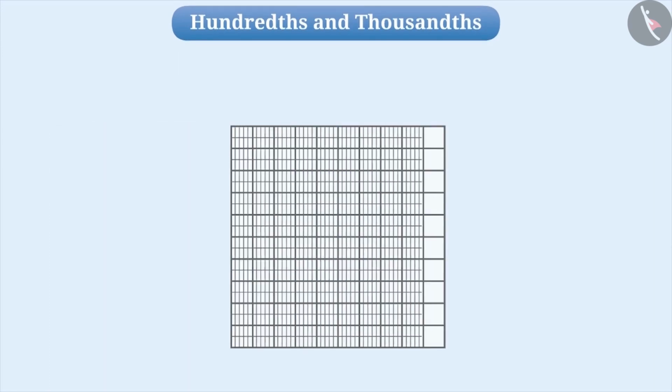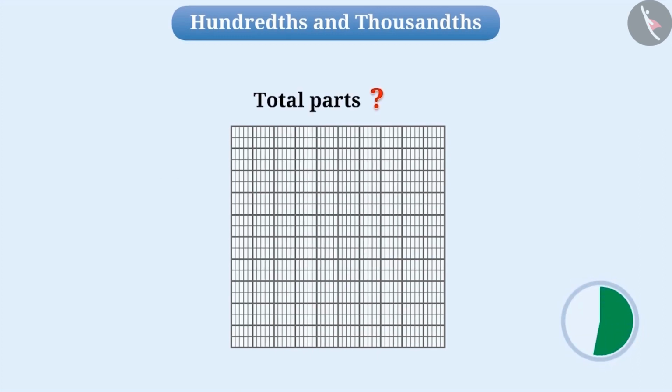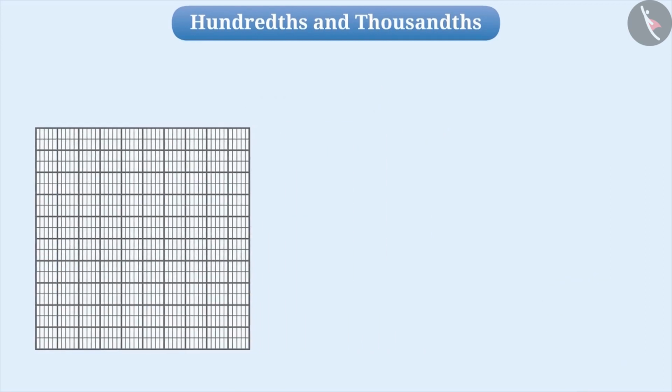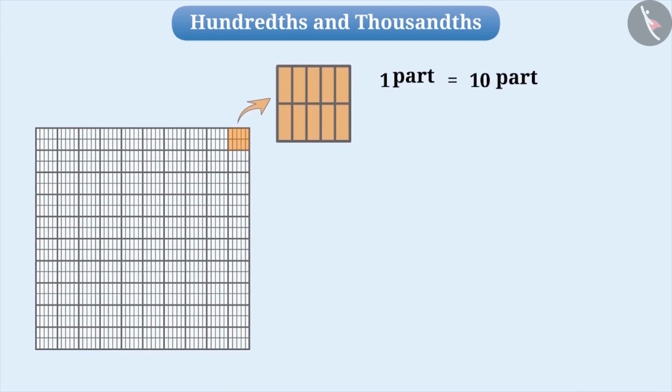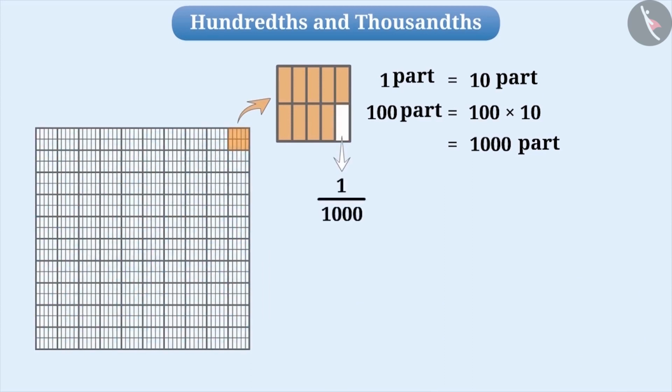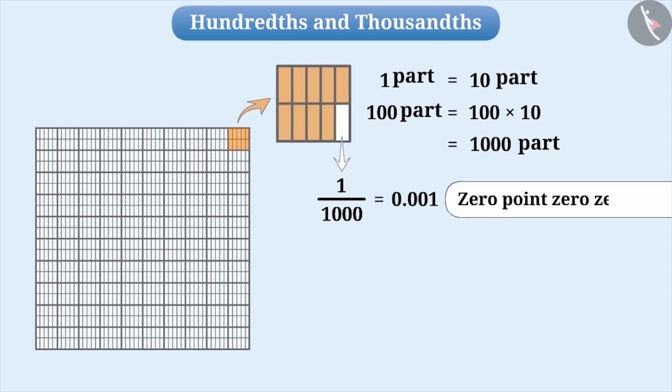Just think, if we divide each part of 100 parts into 10 equal parts, then how many parts will there be in total? Think for a while. You got it right. One part contains 10 parts. So 100 parts contain 100 into 10, which is equal to 1000 parts. If we take one part from these 1000 parts, then that part will become 1/1000th part of the whole square. We will express it like this and we read it as 0.001. Therefore, the third place to the right of the decimal point is 1/1000ths.